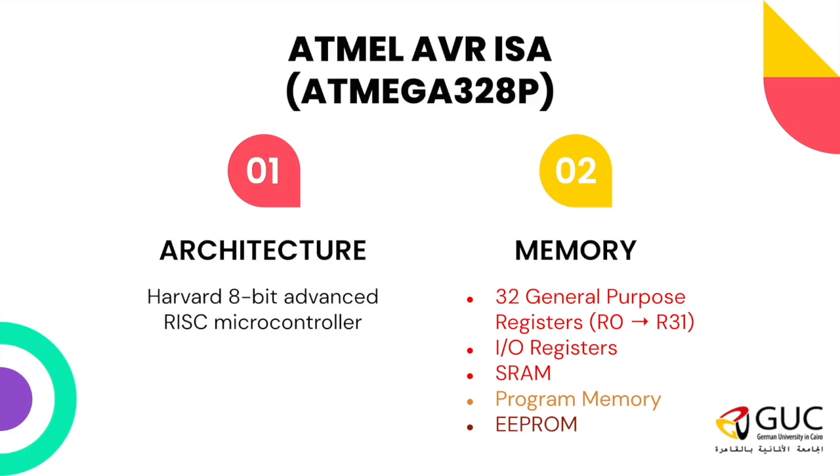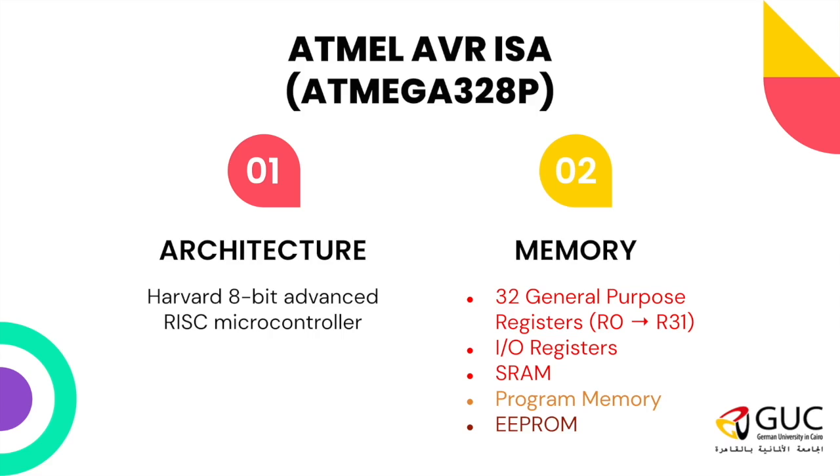Here, the AVR Instruction Set Architecture is based on the Harvard architecture, which has two separate physical memories, one for the program or the instructions I'm going to execute, and the other for the data. It is an 8-bit advanced RISC microcontroller. So the width of our data is 8 bits. We have registers, and each register width is 8 bits, so each register can hold a value of 8 bits. Even the data stored in the data memory is 8 bits long.